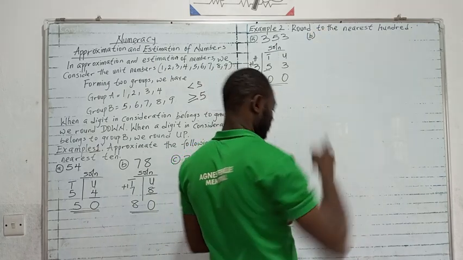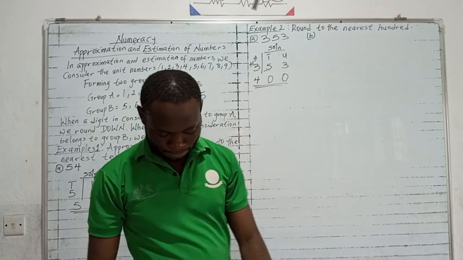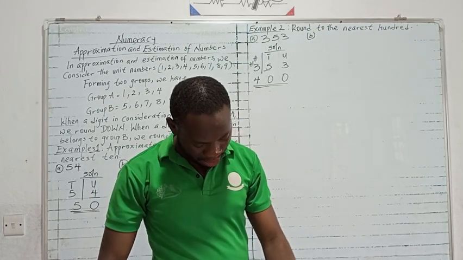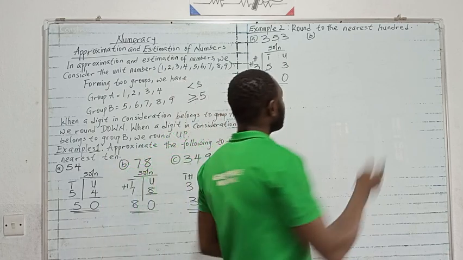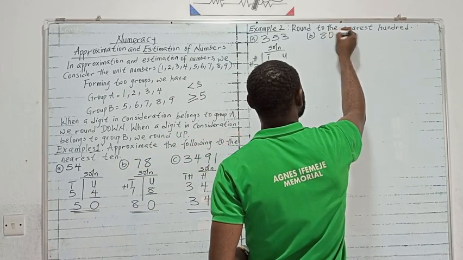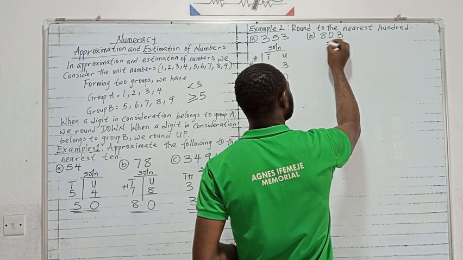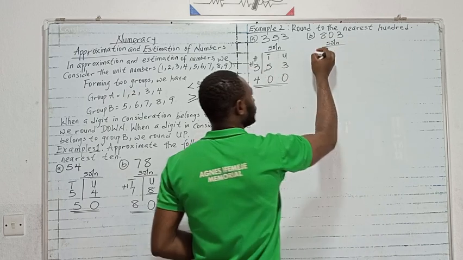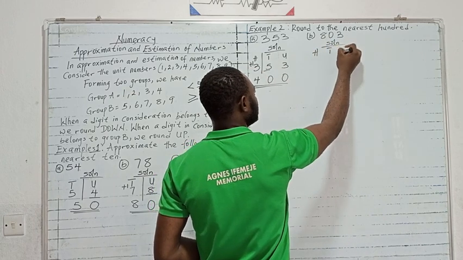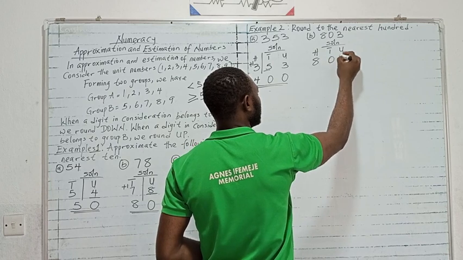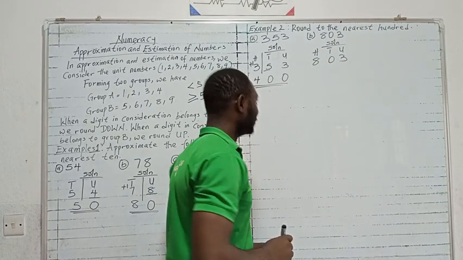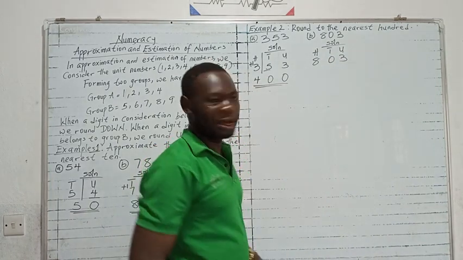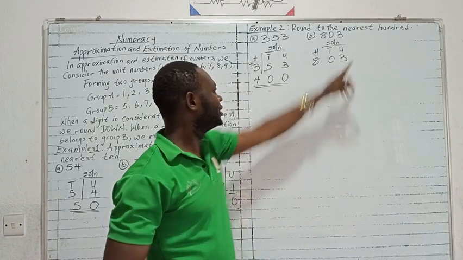Example B, we have 803. Solution. So this is still hundreds, tens and units. 803. Okay, now looking at this, we are rounding to the nearest 100.